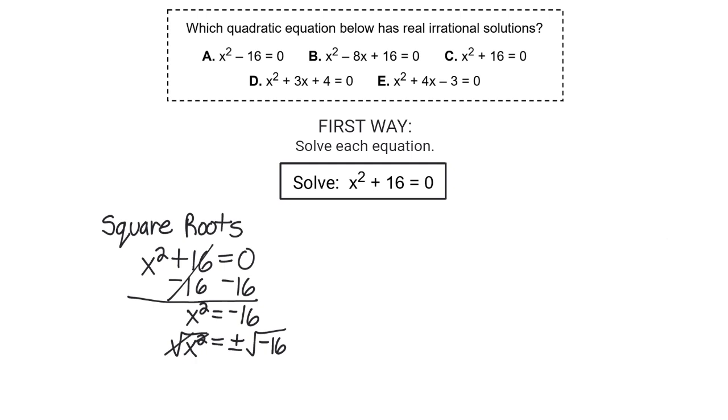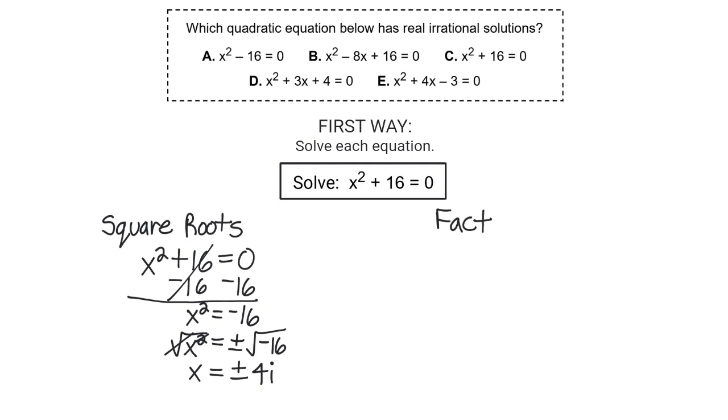We can't take the square root of a negative number, so we know this is going to end up being imaginary. Square root of 16 is equal to 4, so this is going to end up being 4i. So clearly we need real solutions, not imaginary ones. So we already know this choice is going to be wrong, but I'm going to go ahead and show you the second way to do it.